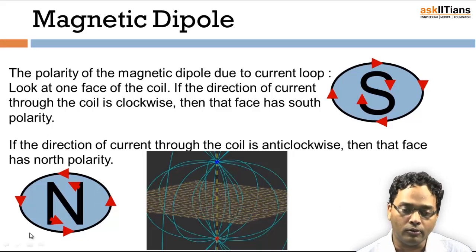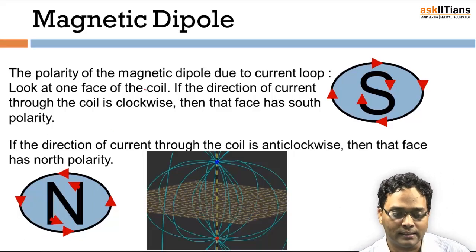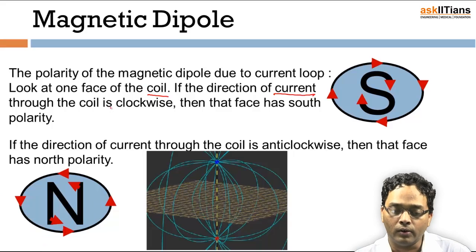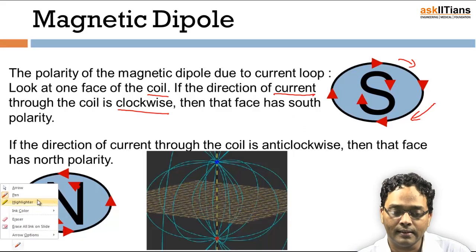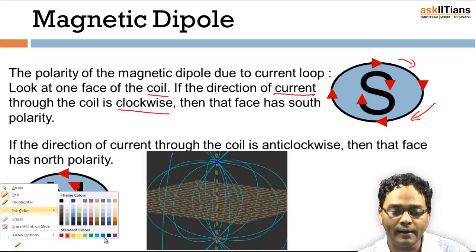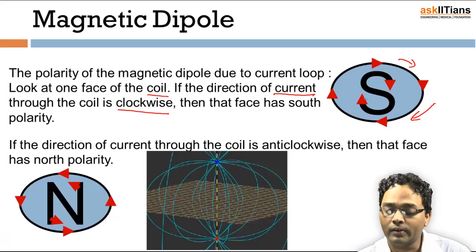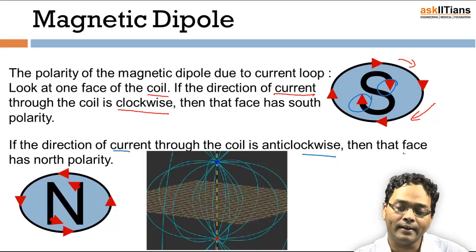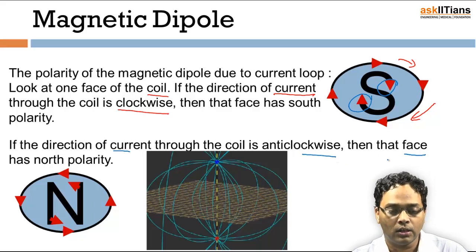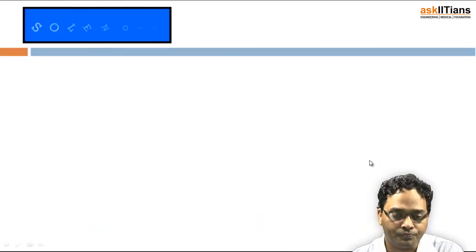If you now look at one of the faces of the coil, the direction of current through the coil is clockwise, as you can see. That results in what is known as a south pole, as you can see here. And if you reverse the direction of the current, that is, the current is in an anti-clockwise direction, then the face would have a north polarity.